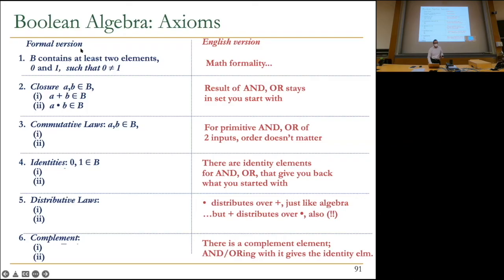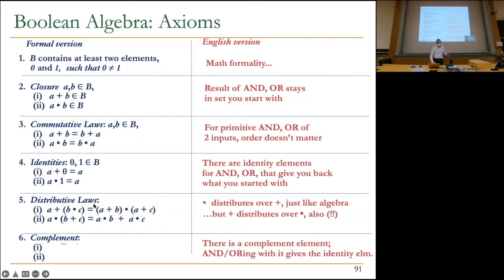Basically, there's a formality that goes on, clearly. Some of it is not that interesting, but usually binary logic, or Boolean algebra, means that you have two elements, 0 and 1. And then you have the closure of sets, basically the result of and, or stays in the set you start with. There are commutative laws. Basically, you can change the order of variables, as you can see, for AND and OR. You have identity elements. You OR something with 0, you get A. You AND something with 1, you get A.